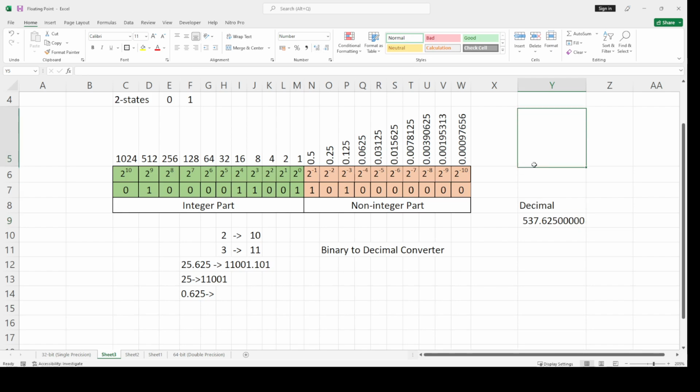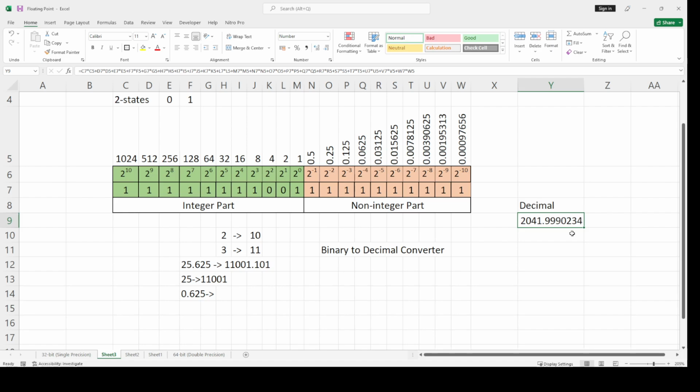So what if I try to flick the switch of all of them? What is the maximum here? So let's see. I have turned it all on. Let's see what the answer is. The maximum answer is 2041.9990234. So this is the maximum number. If I try to convert the decimal system into 2042, our number line here is not enough.